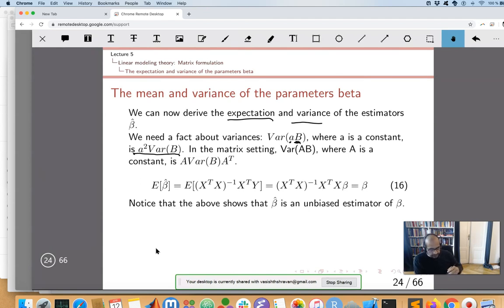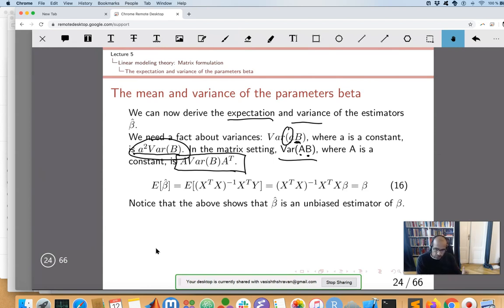So if you're talking in matrix algebra terms and a is not a small constant value but a matrix itself, then the matrix equivalent of calculating this variance, where b is the random variable and a is some constant matrix, would be the equivalent of a squared variance b: multiplying the matrix a with the variance of b, and then multiplying that whole product with the transpose of a.